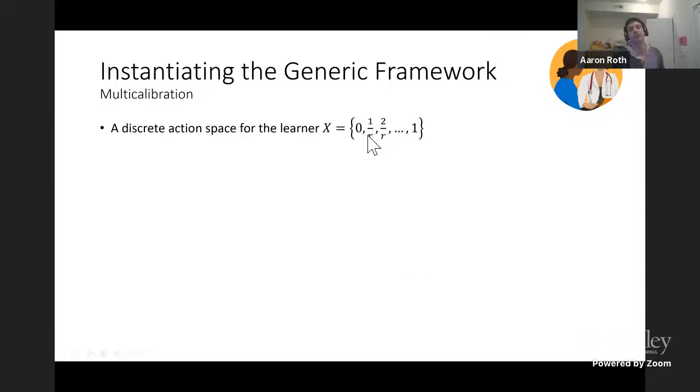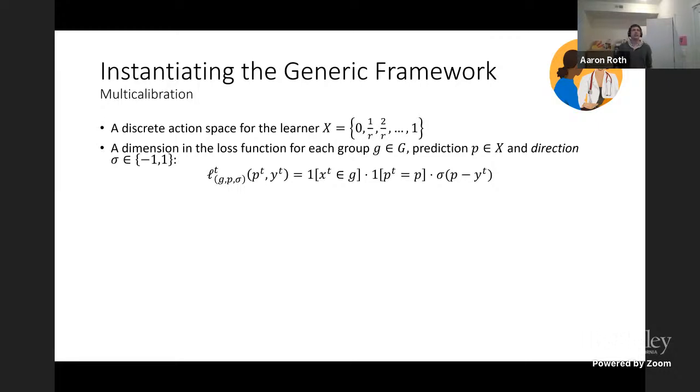There's some discretization parameter controlling how fine-grained the learner's action space is, and we're going to allow the learner to randomize. And then we've got to define a d-dimensional loss function such that if we can minimize the maximum coordinate, it will mean that we're multi-calibrated. So we'll have a loss function with a coordinate for each group, for each discrete prediction we can make, and for each direction, +1 or -1, in which our prediction might be either too big or too small.